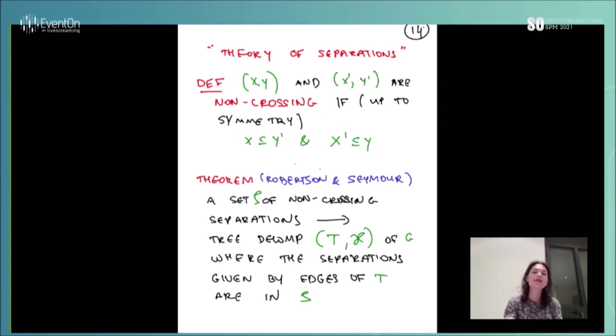And the way it's related is, so what happens with a tree decomposition? If you delete an edge of your tree, that gives you a separation in the graph. So then they're able to get tree decompositions where the separations that correspond to deleting edges of the tree are precisely the separations in your family. So the upshot is, given a collection of non-crossing separations, you can get a nice tree decomposition.